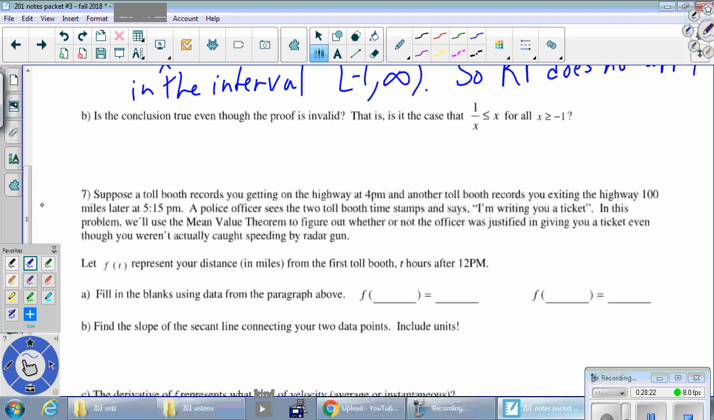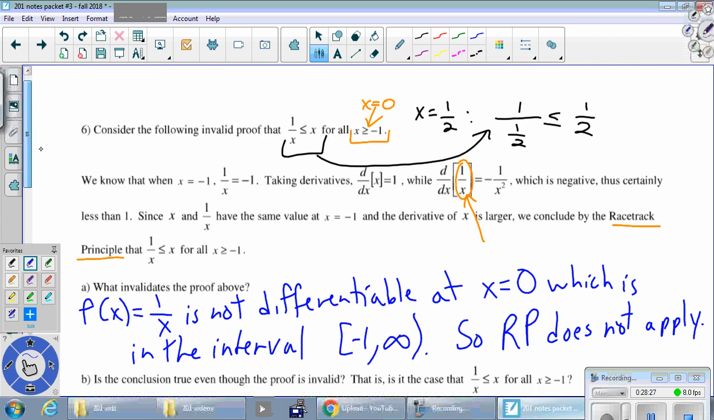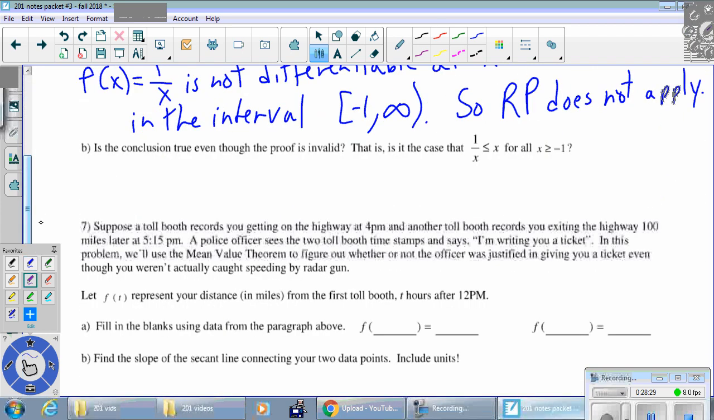Is the conclusion true even though the proof is invalid? So no, I actually answered this one at the start. So no, for example, x equals a half.